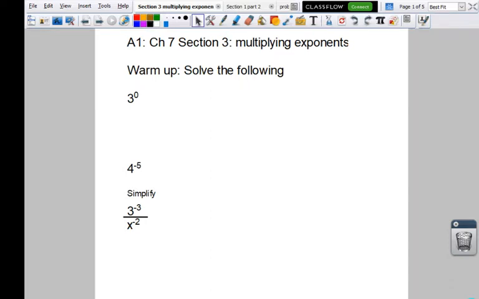All right, so on this warm-up, you guys had to simplify, which means we wanted no decimals, no negative exponents. So let's start with the first one, which is actually really easy as long as you remember it. What is anything to the 0 power?